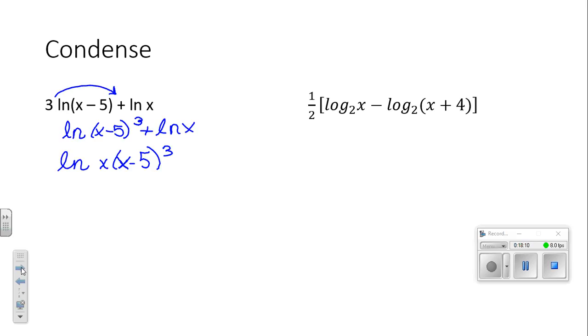All right, next one. 1/2 times the quantity log base 2 of x minus log base 2 of the quantity x plus 4. So let's handle that power real quick, right? This guy's going to go out, or we can multiply it through, right? Everybody okay with multiplying it through? Let's distribute.